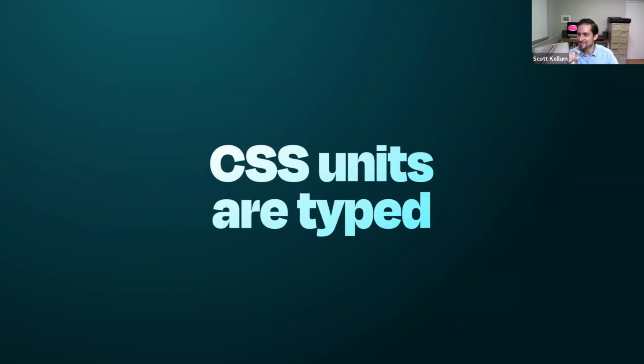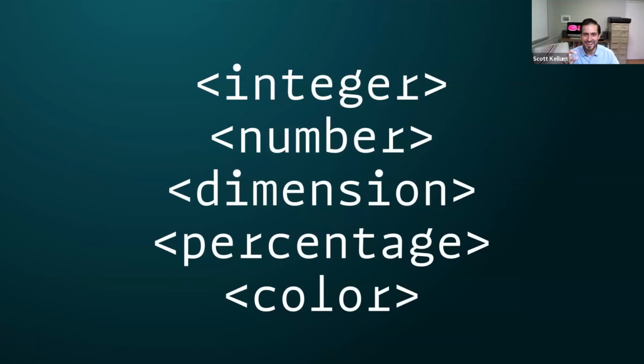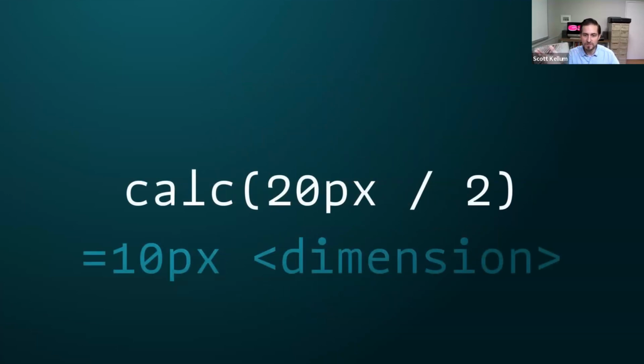CSS units are typed. They are really strongly typed. A CSS unit can be an integer, a number, a dimension, percentage, color. There are various types for CSS units. And so, if you use calc and you take 20 pixels divided by 2, then you get 10 pixels. And the type is a dimension. So we are in here dividing a dimension by a number. It's an integer, but it's typed as a number.